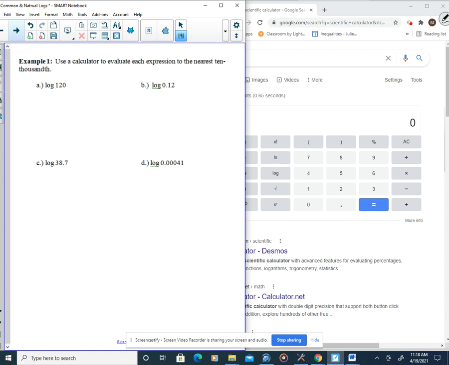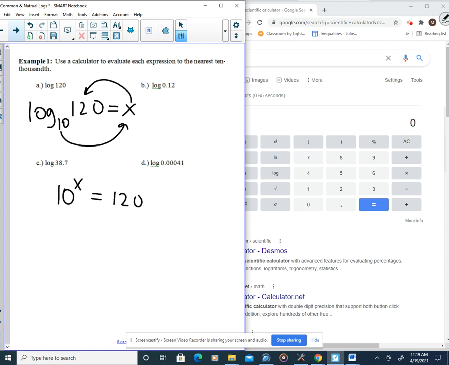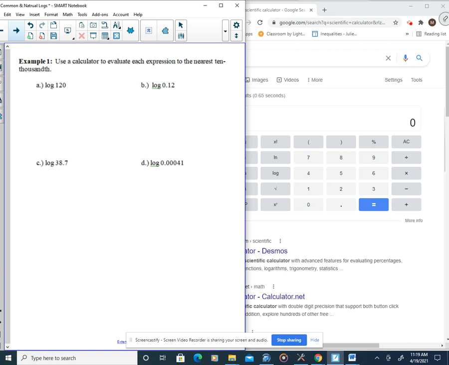All right, so I want to find what is log base 10 of 120. I want to know what is log of 120. Well, if we did it the old way, we would have log base 10 of 120, and then we would set it equal to x. We would go 10 to the x power is equal to 120, and we would try to rewrite 120 as a power of 10. But you can't rewrite 120 as a power of 10. So what we're going to do, it's really simple. This is going to be one of the easiest assignments that you do. All you do is just type it into your calculator.